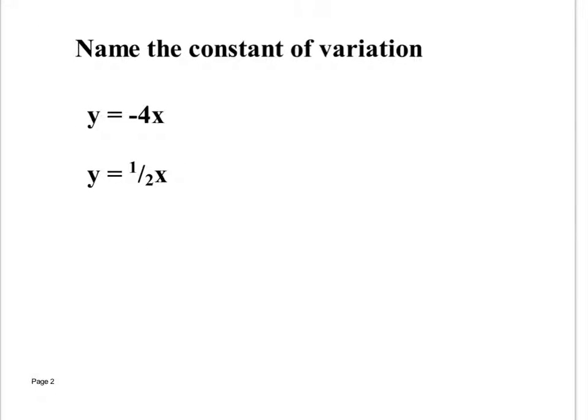Name the constant of variation. Name the constant of variation. You see something like this, we have to name the constant. Remember, the base function was y equals kx. K is the constant. So what's the constant here? Y equals negative 4x. It's what's replaced k, which in this case is negative 4. Because remember, y equals kx, and k was the constant, right? So what's the constant of y equals 1/2 x? 1/2.